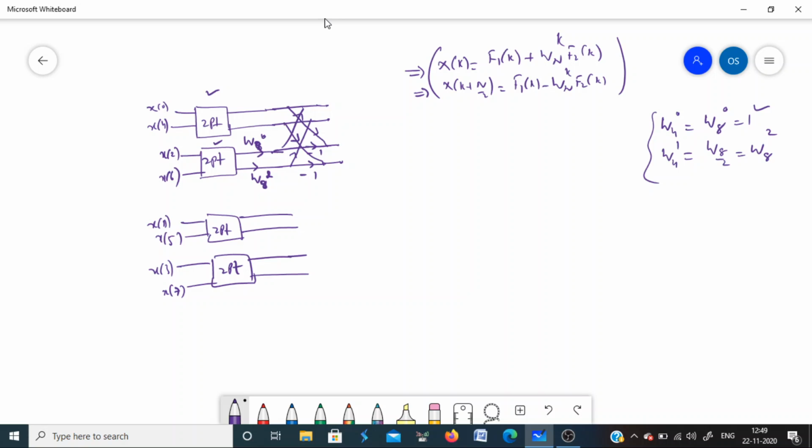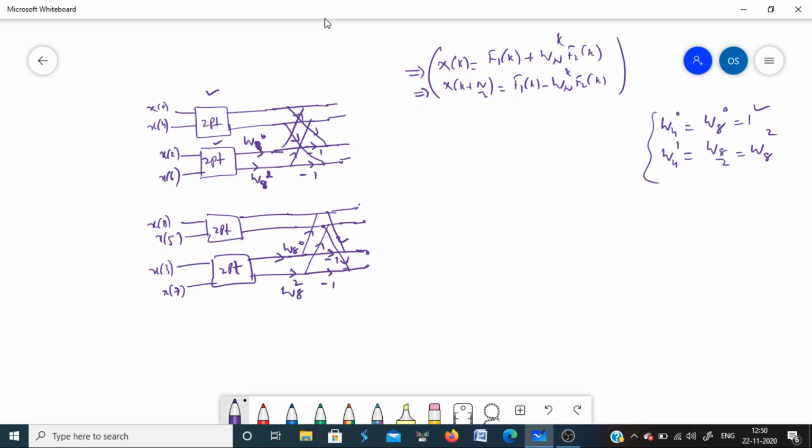And similarly on the lower side, multiply with W8 to the power 0, W8 to the power 2, add with this, you'll get 2 points, then multiply with minus 1, add this with this, and add this with this, you'll get the next 2 points. So this is now one 4-point DFT. This is another 4-point DFT.